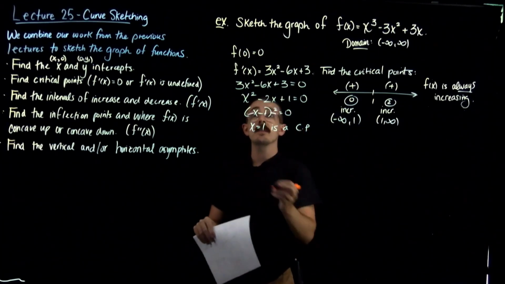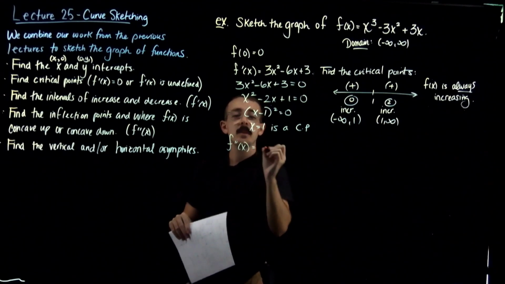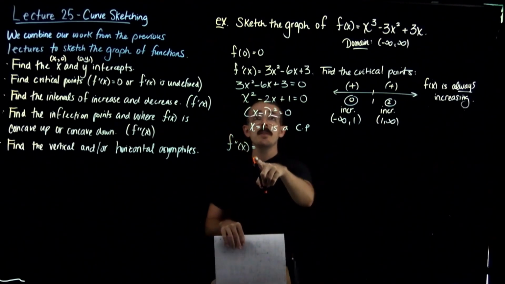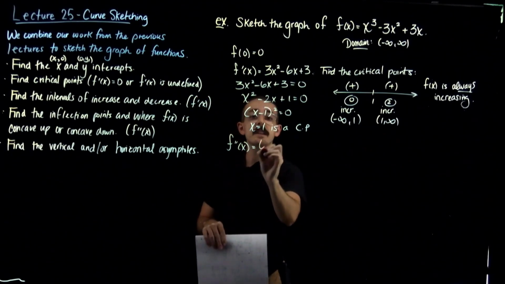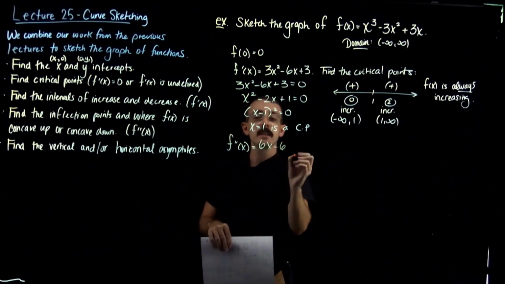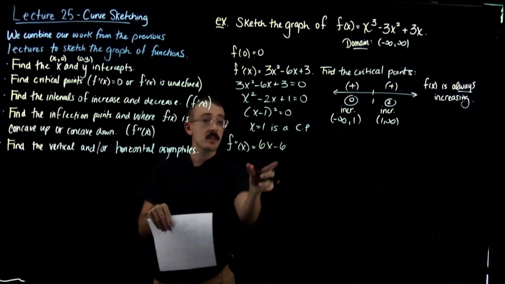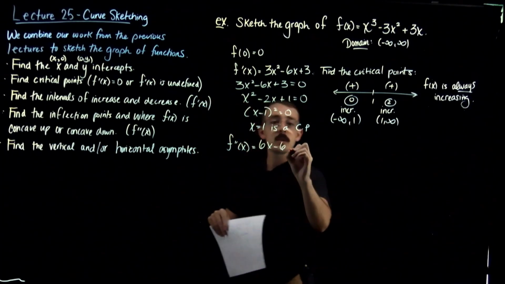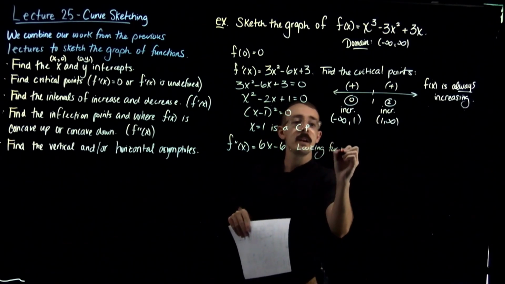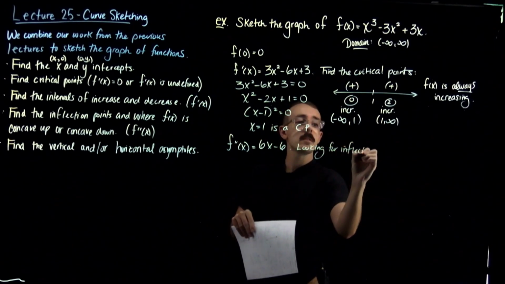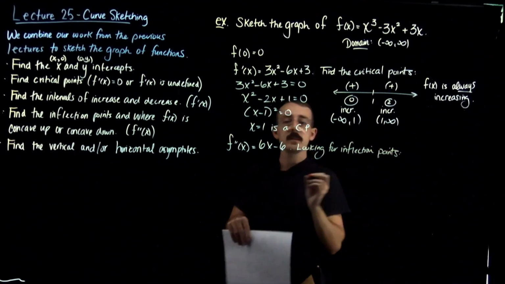Let's look at the second derivative now, because the second derivative gives us a little more information about the shape of the graph. So taking my second derivative, I'll start from up here. So I'll get 6x minus 6. And I'd like to find if the concavity changes. So I'll set this equal to 0. So what we're doing now is we're looking for inflection points. So let's search for those.